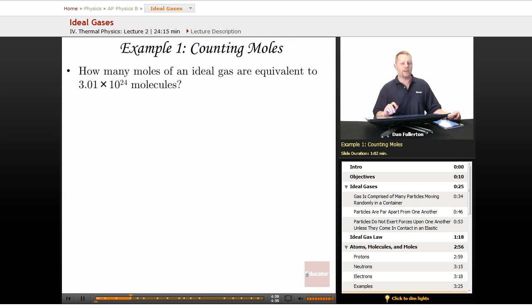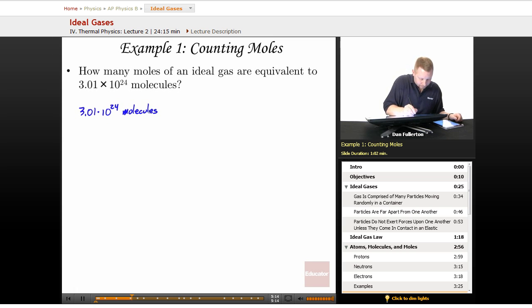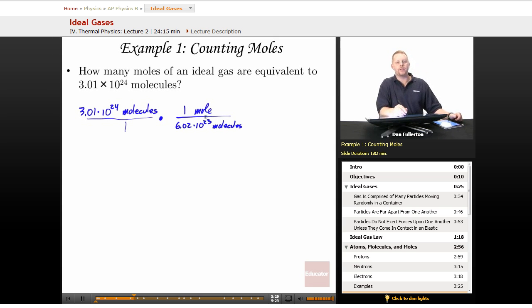All right, so let's see how we can put some of this together. How many moles of an ideal gas are equivalent to 3.01 times 10 to the 24th molecules? Well, let's start with 3.01 times 10 to the 24 molecules. And I'm going to multiply that by 1 mole over 6.02 times 10 to the 23 molecules in a mole, Avogadro's number.